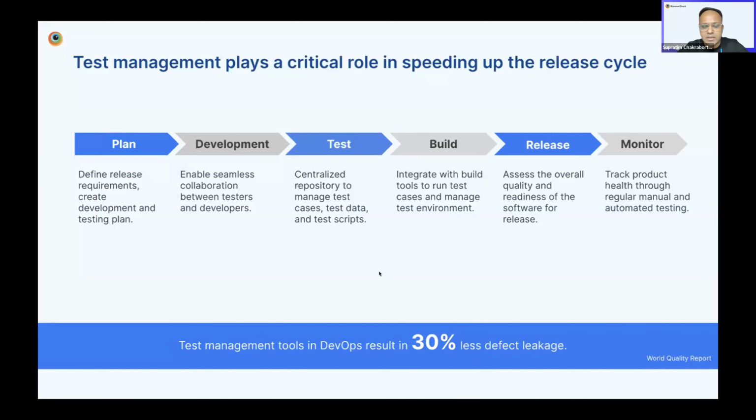So here on the screen, you see how test management cuts across the entire release cycle and its significance, starting from planning to development, testing, building, release, and monitoring. Say, for example, in the planning phase, it helps you define the release requirement, create development and the testing plan. In the development phase, where we need to have seamless collaboration between the testers and the developers, test management lets you do that. Thirdly, the testing phase, which is the most vital phase where test management plays a very important role, providing you a single standardized platform where you can manage all your test cases at one single place.